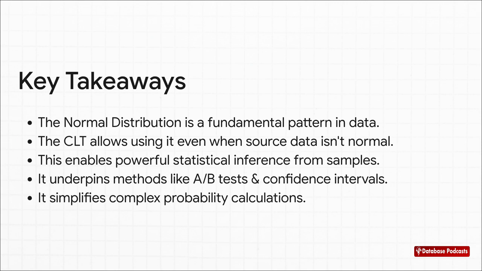First, the normal distribution is this fundamental pattern that just shows up everywhere. Second, the central limit theorem is like a magic key that lets us use the normal distribution to understand the average of almost anything, even if the original data is a total mess. This is what makes it possible to make powerful predictions from just a small sample of data. It's the engine running under the hood for things like A/B testing and confidence intervals. And as we saw, it can turn a horribly complex calculation into something pretty simple.